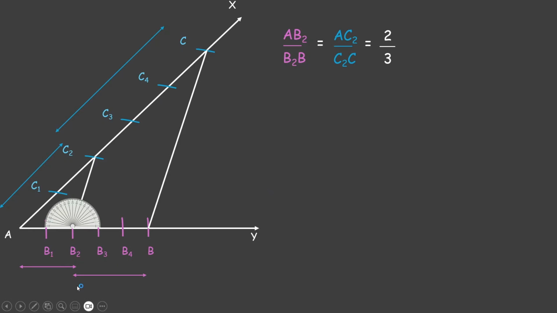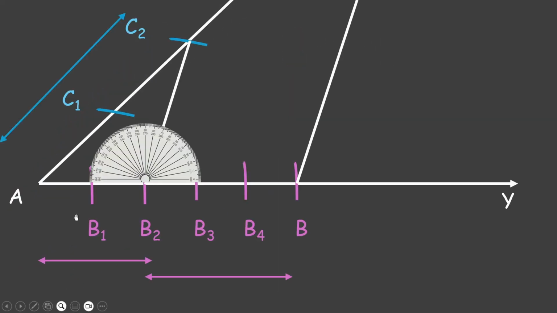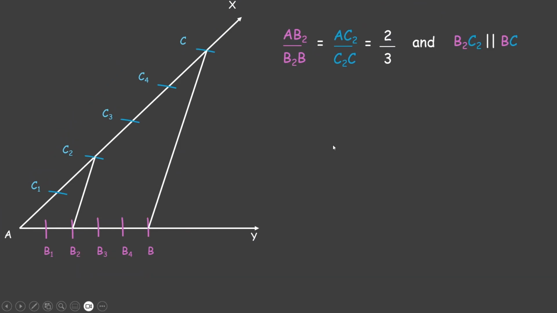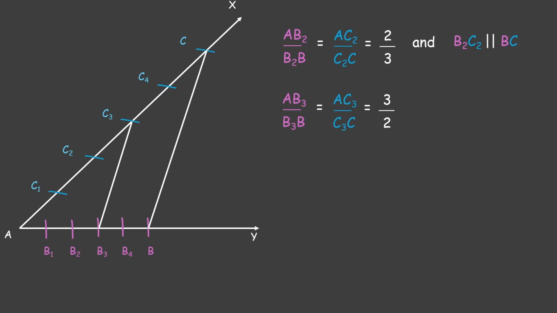Once again, if you check these angles, we'll find this is 70 and this is 70 as well. The corresponding angles are equal. That means these lines B2C2 and BC are parallel. Similarly, now you can connect B3 to C3 and you will realize that this ratio is 3 by 2. This is 6 by 4, which is again 3 by 2. And once again, these lines would be parallel.